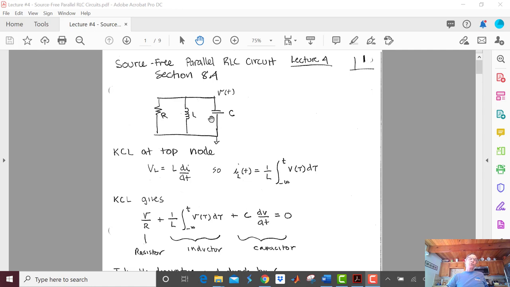But in reality, what we're doing here is we're going to use voltage sources and current sources and switches and unit step functions to put initial conditions into this circuit, meaning that we're going to have energy stored in the capacitor and or the inductor at t equals zero. And then at t equals zero, we're going to get a big thud or a boing. But at t equals zero, the source is going to get disconnected from the circuit. And that's why we call it a source-free parallel RLC circuit.